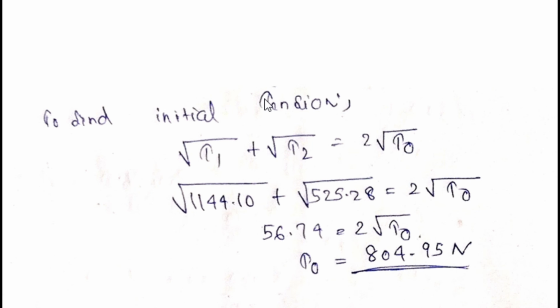Now we already got the tension in the flat belt. The last thing we have to find is the initial tension value, which is termed as T0. This equation is in the data book, so you can use this equation. You already know the values of T1 and T2 to find the value of T0. By substituting and solving, the initial tension value will be 804.95 Newton.